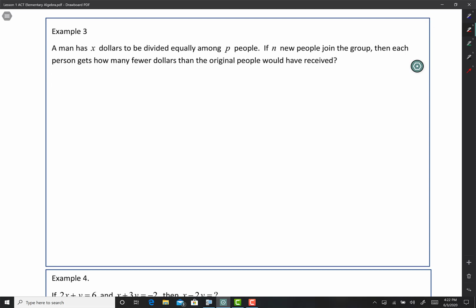All right. So this one here says a man has X dollars to be divided equally among P people. Okay, that's fine. If N new people join the group, then each person gets how many fewer dollars than the original people would have received? Okay, this is a tricky question.